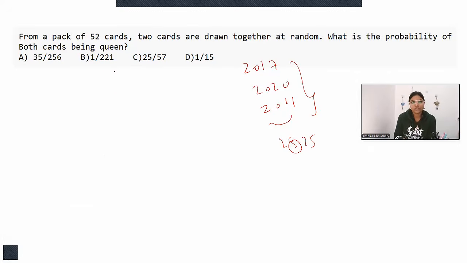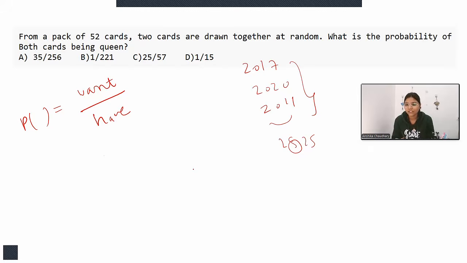All right. So from a pack of 52 cards, two cards are drawn together. For probability, I never learned the formula that is written in the book. Simply, I consider the formula: probability of something is what we want upon what we have, right? What we want, and what we have. Always remember this. Now, from a pack of 52 cards, two cards are drawn together at random, and what is the probability of both cards being queen?